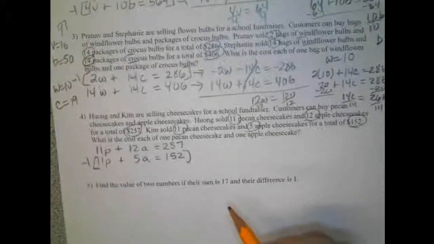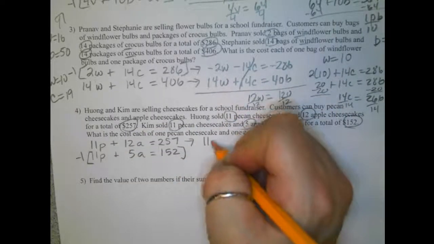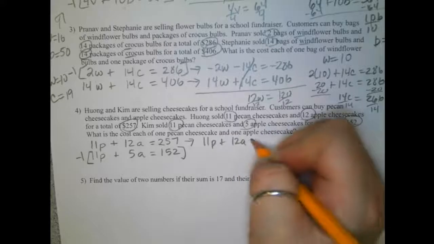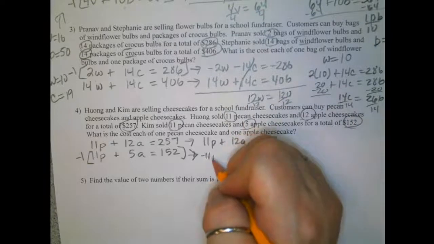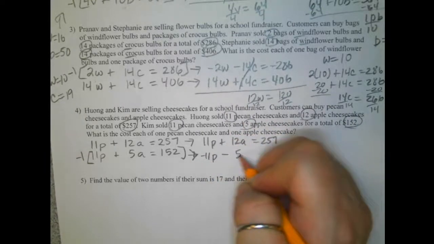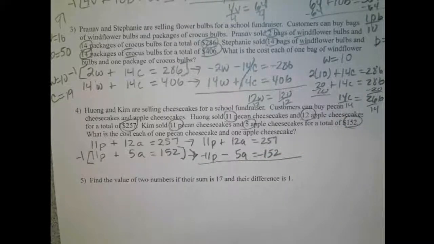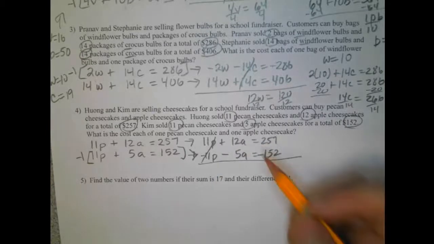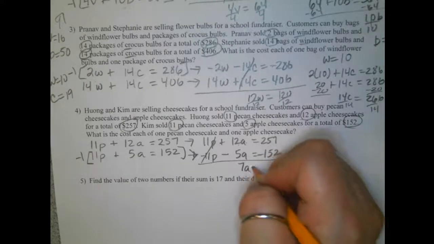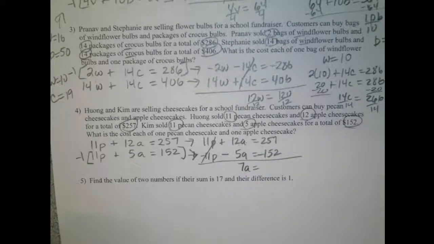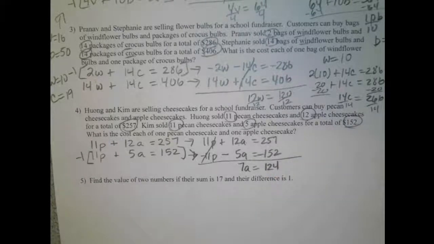All right, let's look at number 4. Number 4, we're going to just slide over my top equation. I'm not doing any multiplying. My second one, I'm going to multiply by a -1, which is going to give me that opposite sign that I'm looking for. Then I'm going to go ahead and solve my problem here. I'm eliminating my p's. 12a minus 5a is going to give me 7a. 257 minus 152 is going to give me 124.